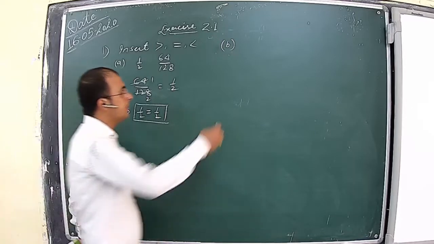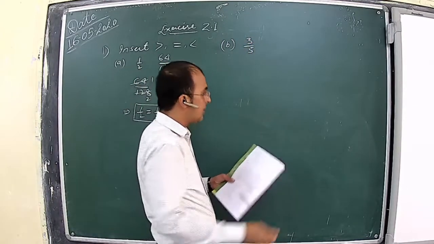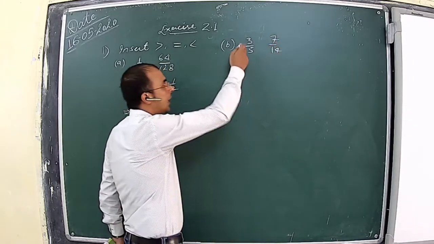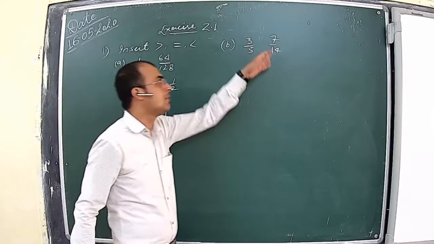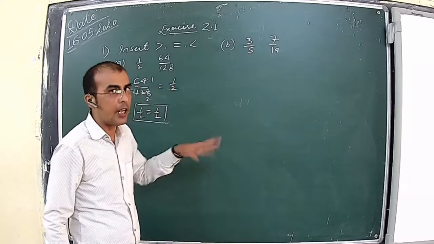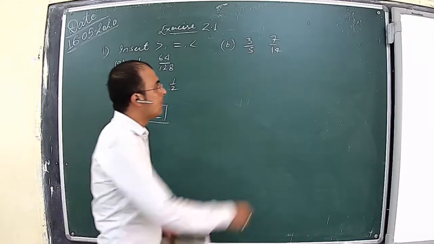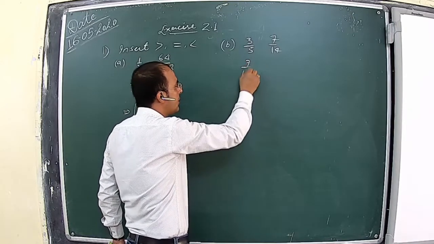B part is here: 3 by 5 and 7 by 14. You know that 3 by 5 is in lowest form, but 7 by 14 can be written in lowest form. We can solve it and write it in lowest form. Then what will be the lowest form of 7 by 14?